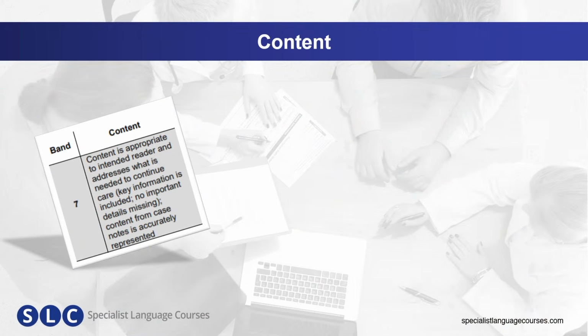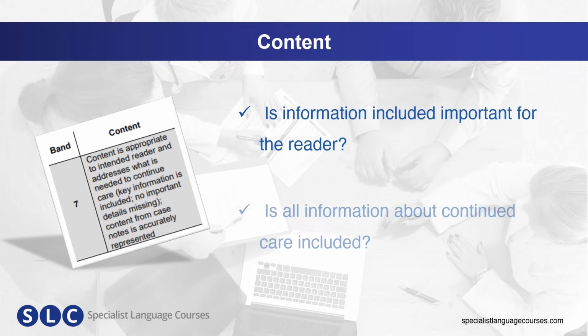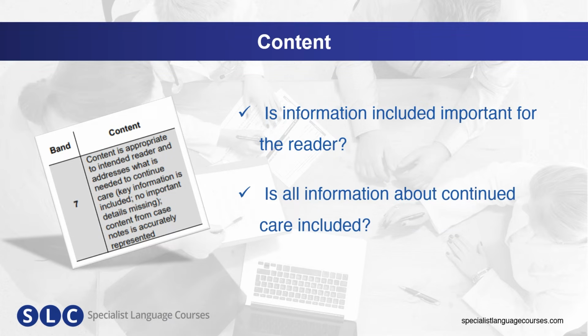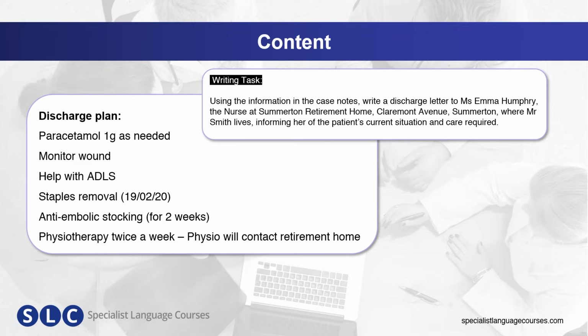Let's move on to content. For content, your checklist can be: is information included important for the reader? Is all information about continued care included? Is the information accurate? If we look at the discharge plan for the James Smith case, we should include all this information as it's relevant to ongoing care to be provided by the reader.